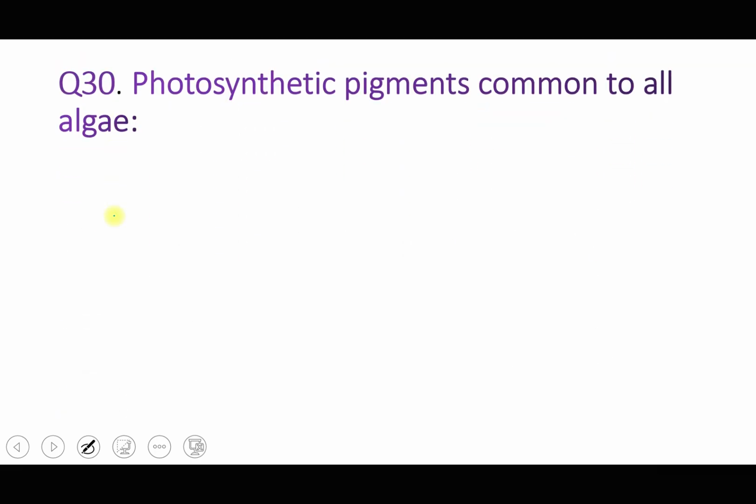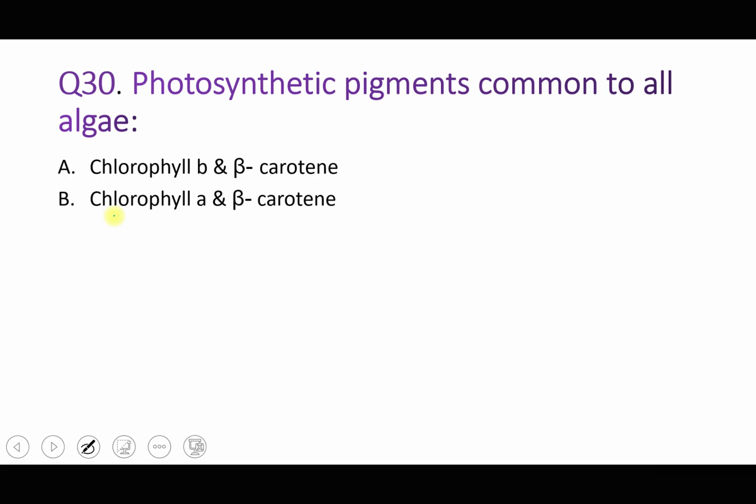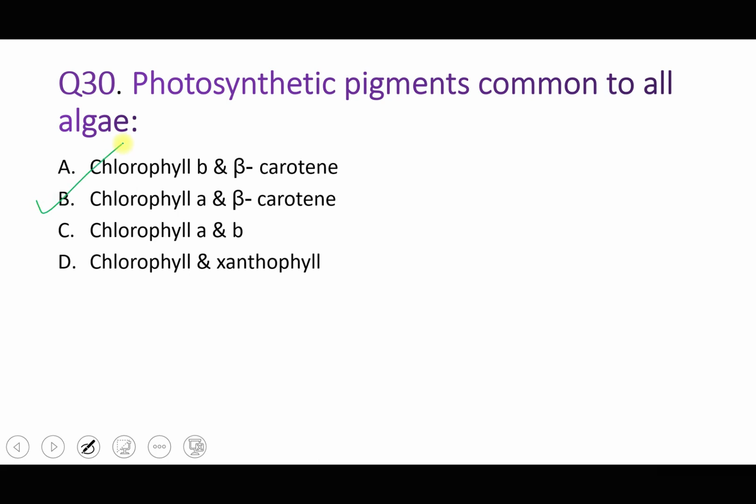Question 30. Photosynthetic pigments common to all algae: A, chlorophyll B and beta carotene; B, chlorophyll A and beta carotene; C, chlorophyll A and B; D, chlorophyll and xanthophyll. We know that the photosynthetic algae differ in the pigments which they have, and all the algae have chlorophyll A and they also have beta carotene. Chlorophyll A acts as a reaction center and carotene allows a wide range of light absorption. So the option B, chlorophyll A and beta carotene, is correct.